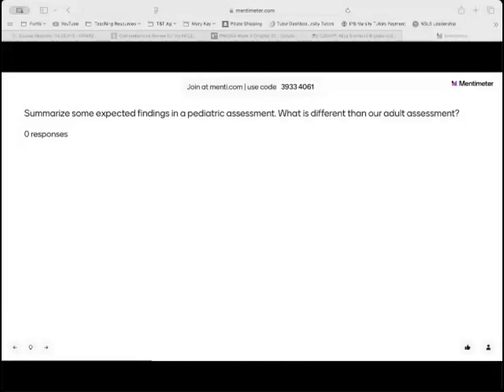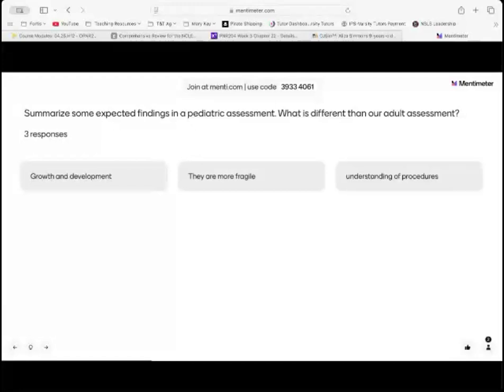Yep, we've got immature organs, so we can't necessarily anticipate how they're going to react to certain things. Growth and development, yes. We track and measure them a lot more than we do with adults. We're looking at those milestones and their skill acquisition. We don't necessarily do that with adults. We expect you to be able to do what you can. They are more fragile. Their understanding of procedures is different. So our communication with them is going to be different.